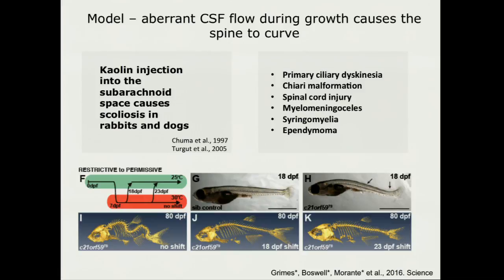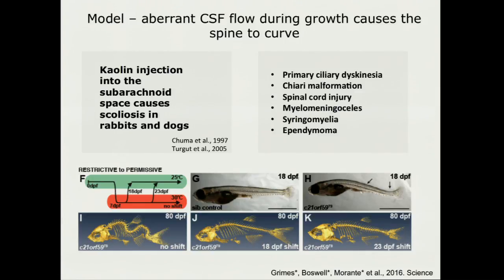And although I think this is definitely an area which can be worked on further, our initial experiments seem to suggest that we can indeed, when the spine begins to curve, as you can see at 18 days post-fertilization on the far right, if we then at that time shift them back to a permissive temperature, we don't see the severe spinal progression that we would. And even if we shift later at 23 days, again, we see very subtle defects. We don't see the severe progression.